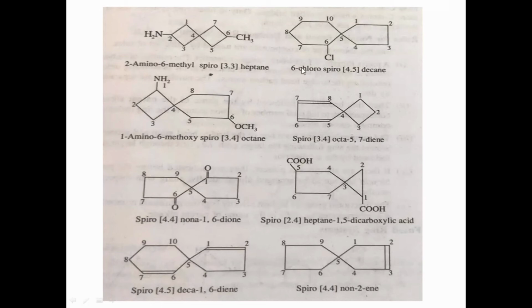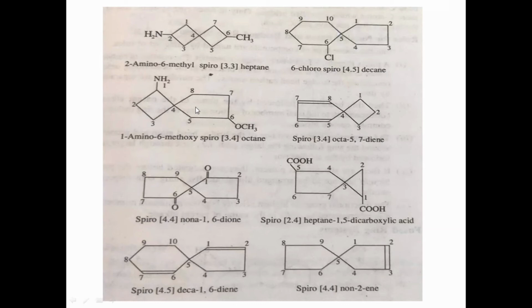So first you will write the substituent position, like 6-chloro is there. So 6-chloro, then Spiro word, then there is a square bracket, then the smallest ring. Okay, we will give preference to the smallest ring. So here 4 carbon atoms. So 4 dot, and then here 5 carbon atoms. So 5, and total alkane contains 10 carbon atoms. So it is decane.